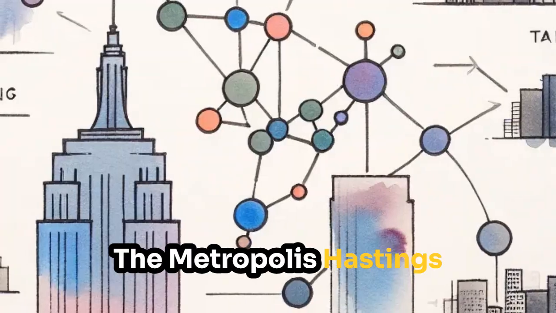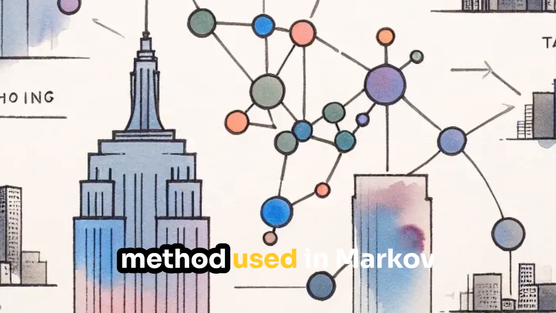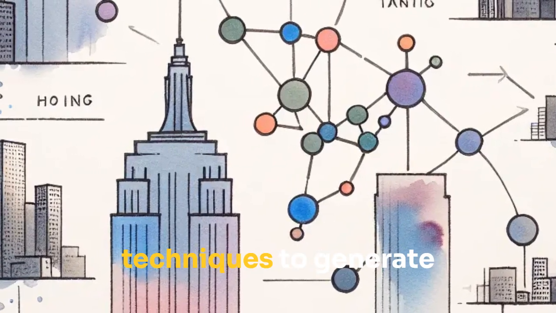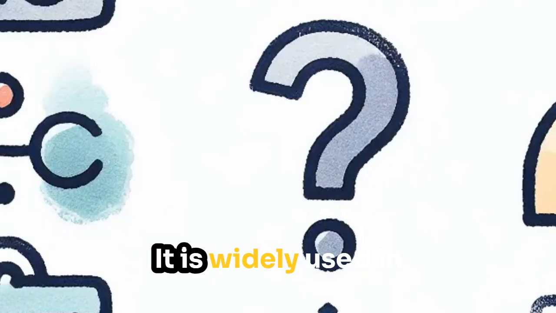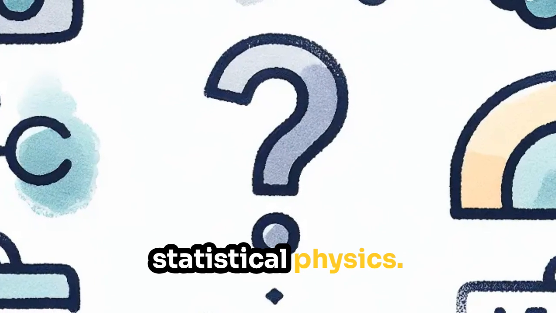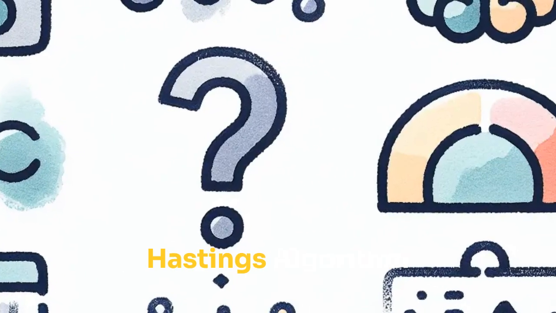The Metropolis Hastings algorithm is a powerful method used in Markov chain Monte Carlo techniques to generate samples from complex probability distributions. It is widely used in Bayesian inference, machine learning, and statistical physics. What is the Metropolis Hastings algorithm?